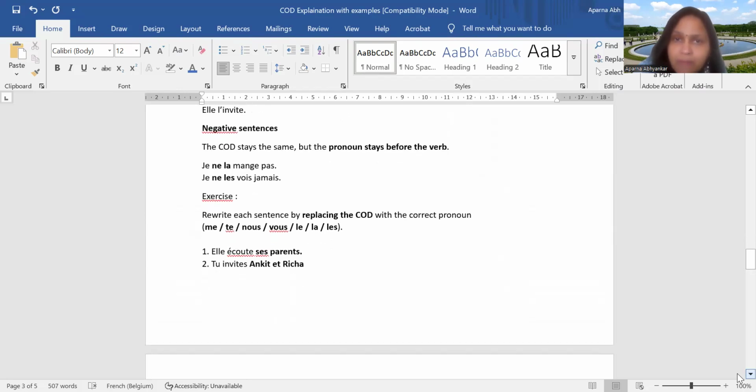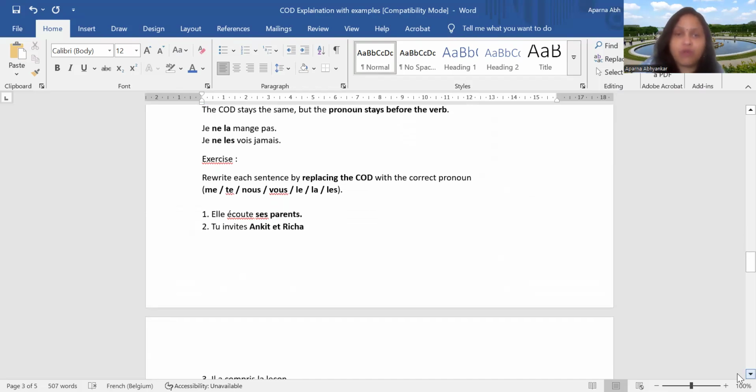Let's see what happens in negative sentences. The COD stays the same, but the pronoun stays before the verb, not before the negation. So it becomes, let's say, je ne la mange pas or je ne les vois jamais, etc. So le, la, les, and all, they will come just before the verb.